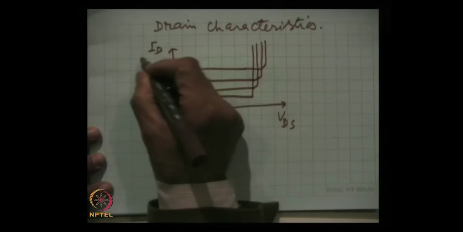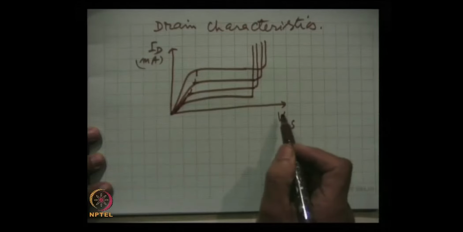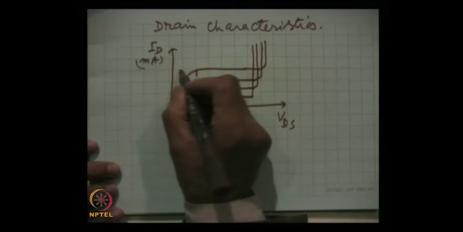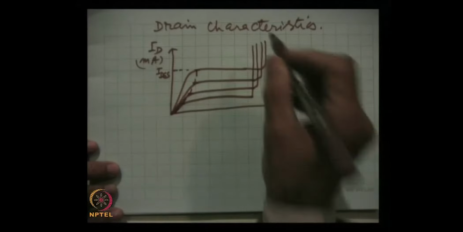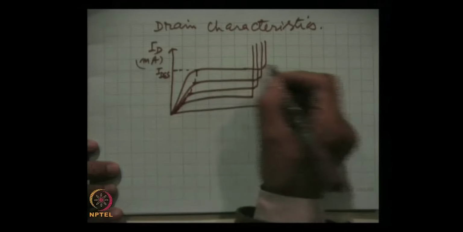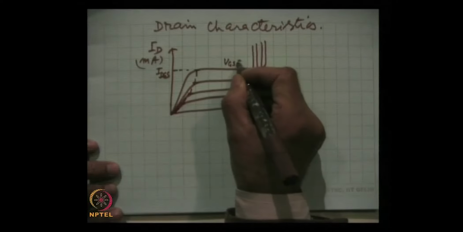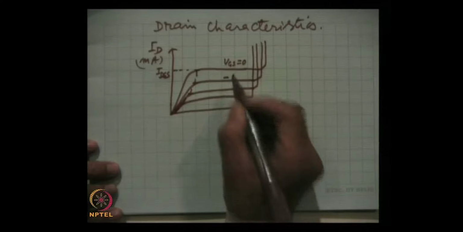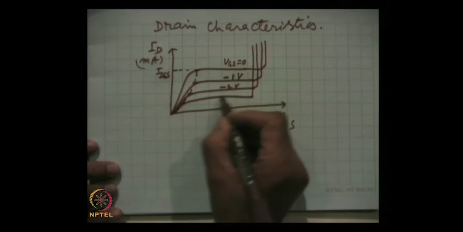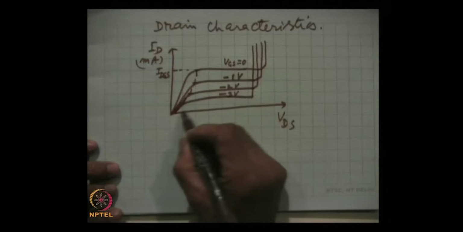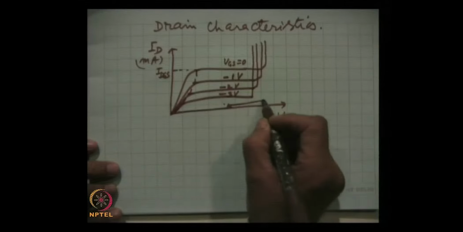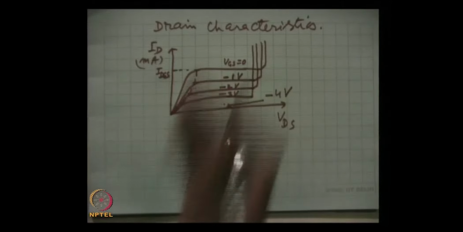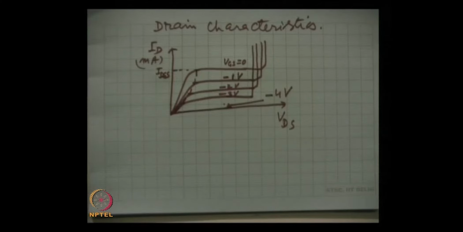This is drain current in milliampere, this is VDS, and this is IDSS, the maximum current, and this is at VGS equal to 0. This is minus 1 volt, minus 2 volt, minus 3 volt, and so on, and then finally this will be at minus 4 volts. For a, I have taken numerical values.